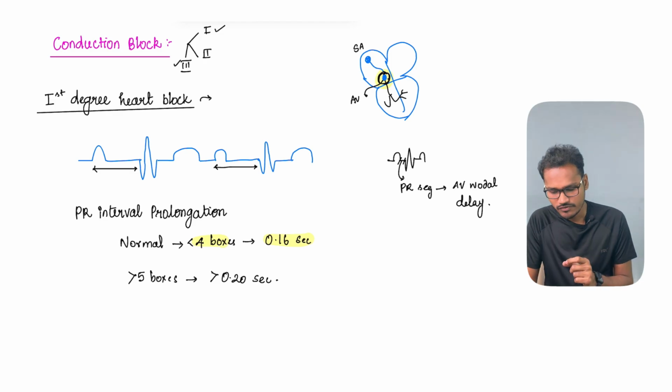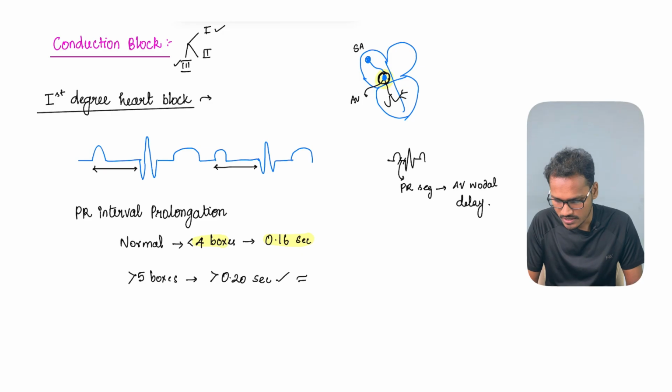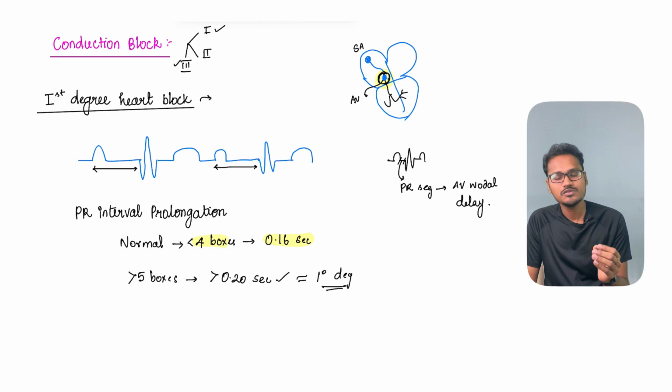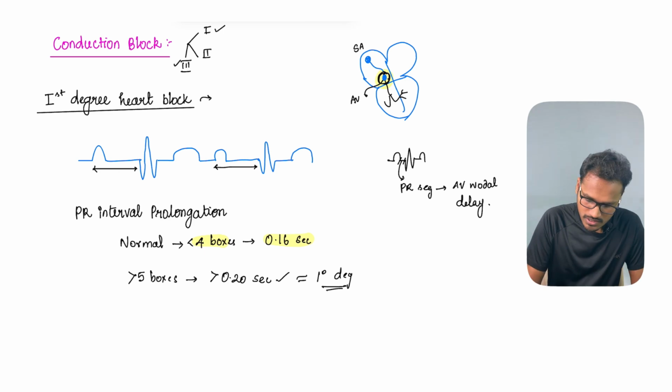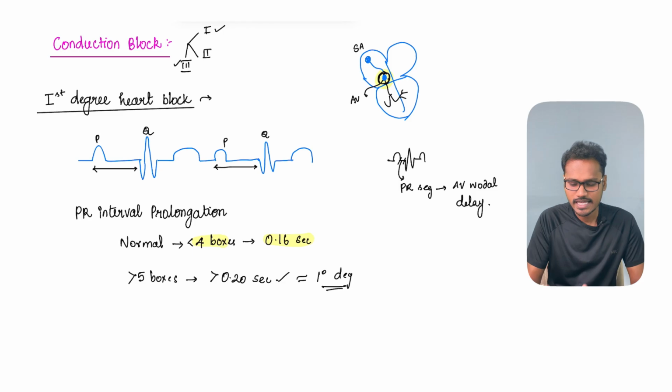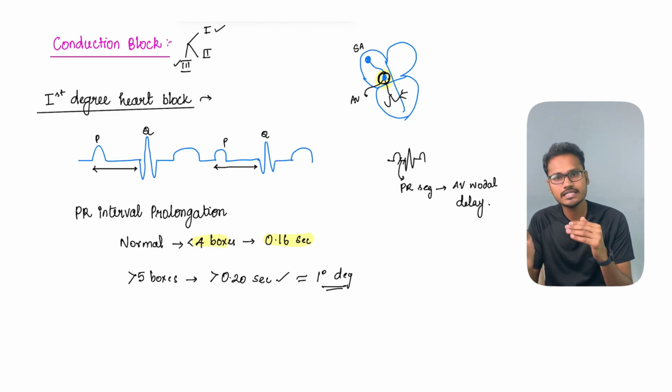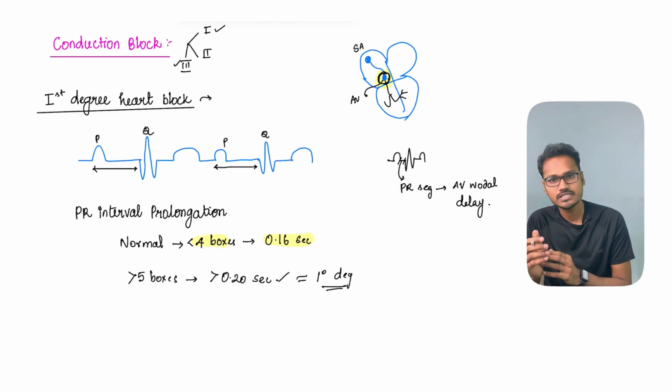So if it is more than 5 boxes, it is called PR interval prolongation, which is also called first degree heart block. Ideally, if you think here, is it stopping the impulse from going from the SA node to the ventricle? No. Here the AV node is prolonging it, but you will still have a proper rhythm. As you can see here, every P wave is followed by a QRS complex. There will not be any impulse that is being stopped. So that is the first degree heart block.